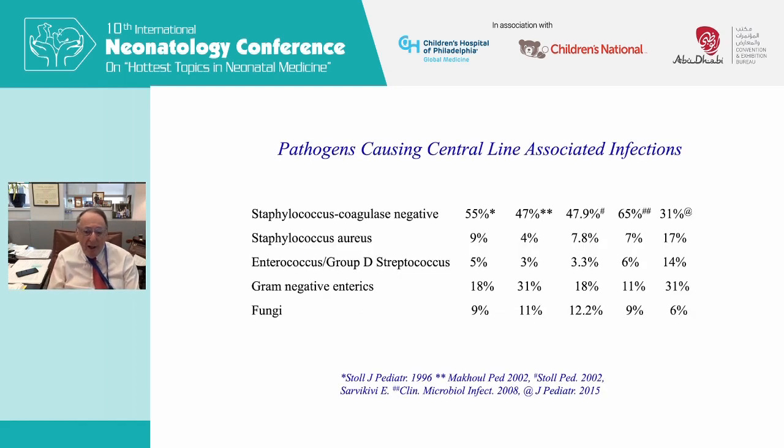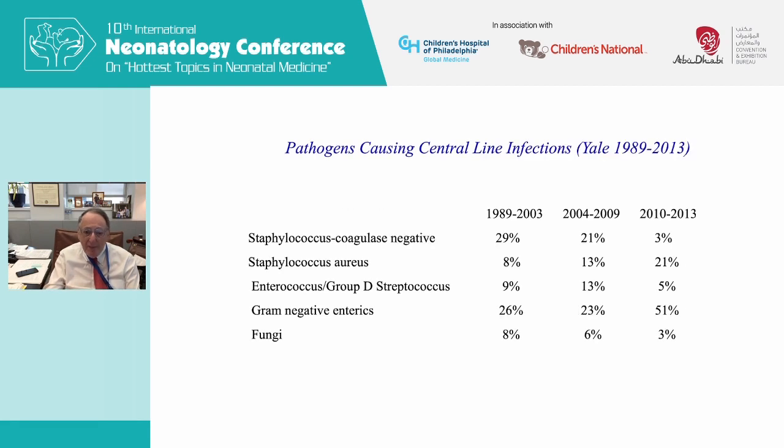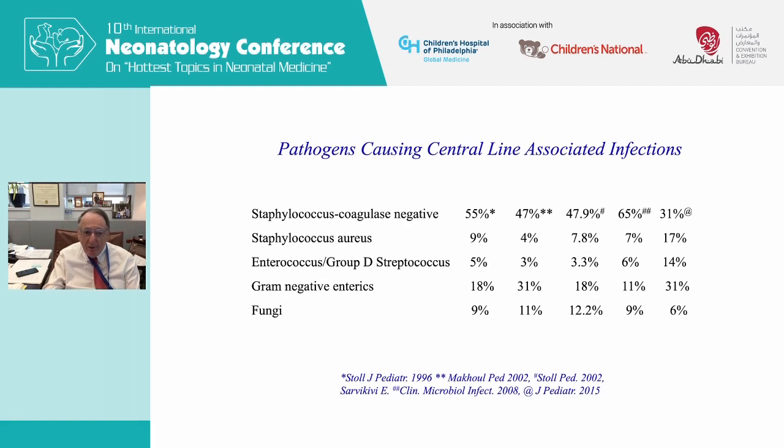And these are five different articles looking at the pathogens responsible for central line-associated bloodstream infections. And in fact, they're pretty similar to one another. They're from across the world, US and Europe and the Middle East. And you can see here that for most of these studies, coagulase negative staphylococci are by far the most common cause of central line infections.